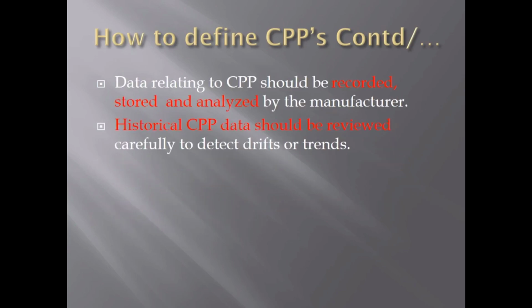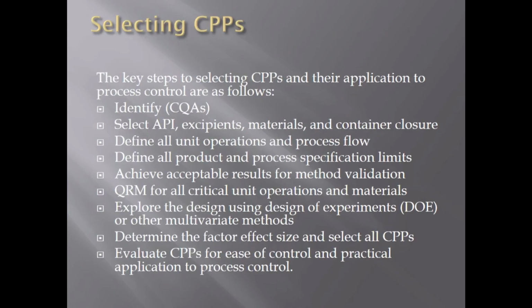Data relating to CPP should be recorded, stored and analysed by the manufacturer, and historical CPP data should be reviewed carefully to detect trends or drifts. Selecting CPPs then. So the key steps to selecting CPPs and their application to process control are as follows.